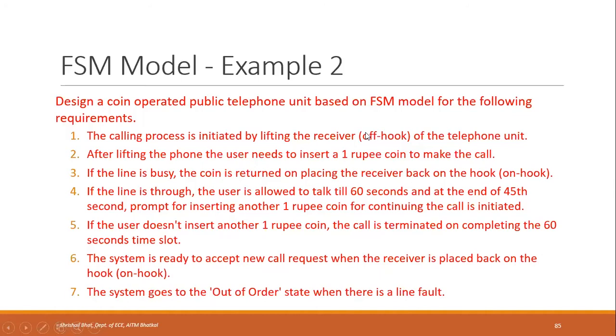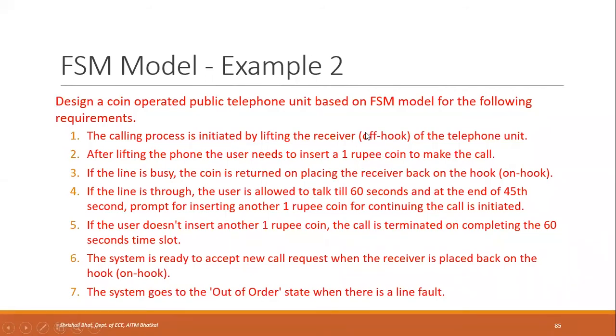There is another example, that is a coin operated public telephone unit. Earlier, you might have seen these kinds of units where you had to insert a 1 rupee coin and you could dial any number from that public telephone. For 60 seconds it will be working, I mean, one call will go on for 60 seconds. At the end of 45 seconds, you will get an indication that you're running out of time. If you want to continue after 60 seconds, you have to insert another coin, right? So that is a coin operated public telephone unit. You can design this based on the FSM model.